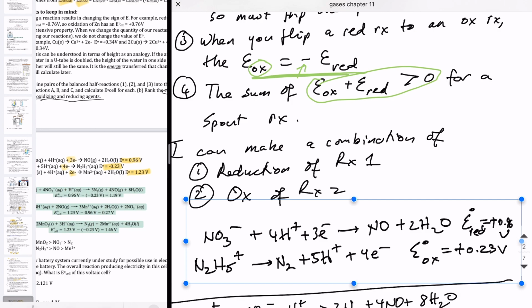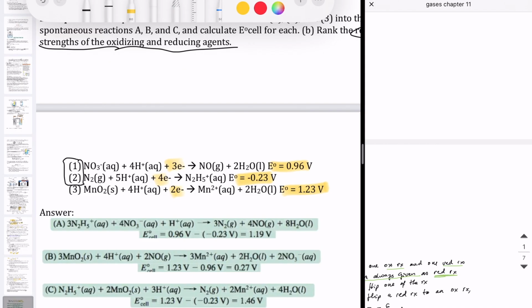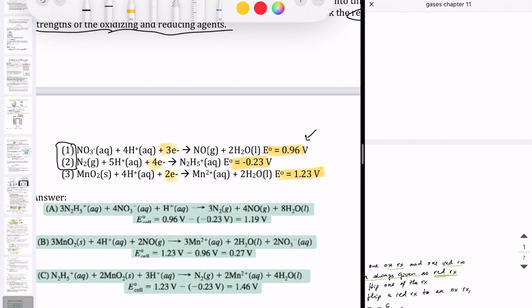So let's take a look back at the first two. We see that the first reaction has a positive 0.96 volts. The second one has a negative. If the first one is already positive, remember we want a positive sum, so we want to keep that as reduction. The second one is negative, so we want to flip that. So we make the first one the reduction and the second one the oxidation.